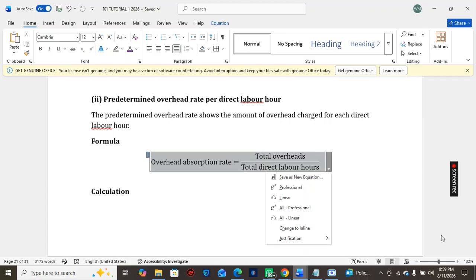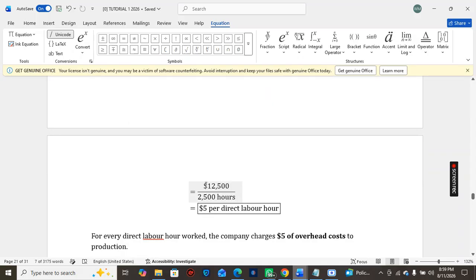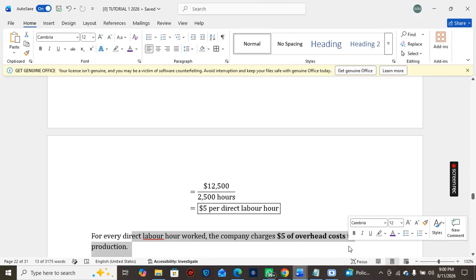So the total overheads 12,500. The labor hours 2,500. So 12,500 divided by 2,500, well, $5 per direct labor hour. Meaning for every direct labor hour worked, the company charges $5 of overheads to production.